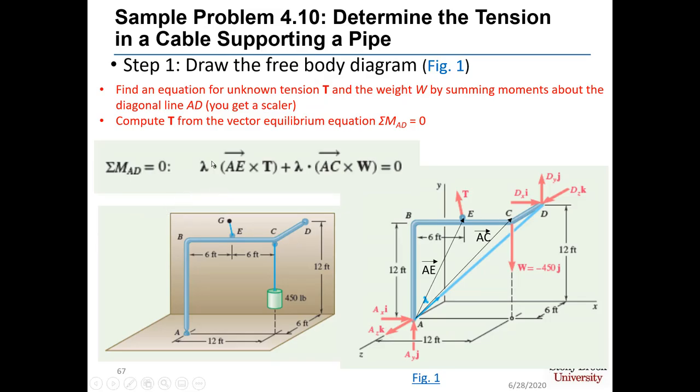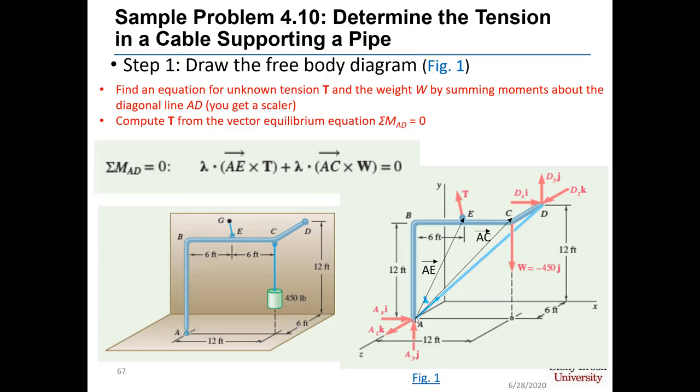Well, we know that position vector AE connecting A to E crossed with tension T is the moment about point A, and vector lambda that connects A and D will be used in a scalar product with that cross product of vector AE cross T to get the projection of AE cross T on line AD. That's the core definition of a scalar product for a moment.